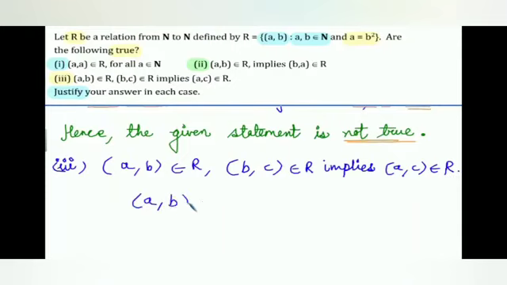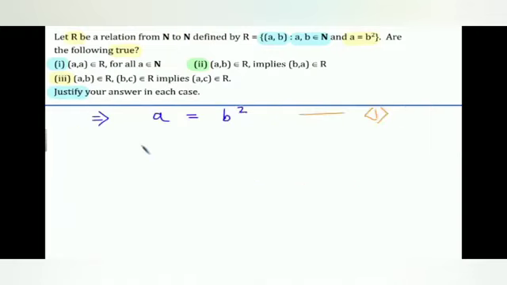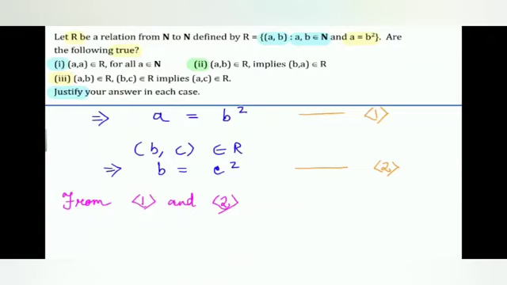Then your relation is also possible for AC belongs to R. So that is also not true, because A is equal to B square, that is your equation 1. Then B is equal to C square, since BC belongs to R, that is equation number 2. Now you have to prove A is equal to C square is true. From equation 1 and 2, A is equal to B square and B is equal to C square. So A is equal to C square square, so A is equal to C raised to 4.